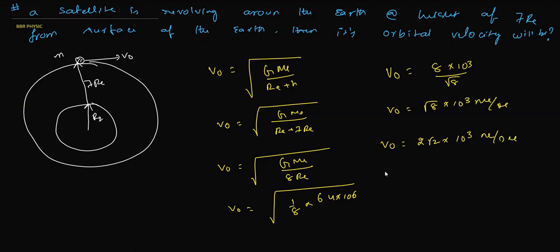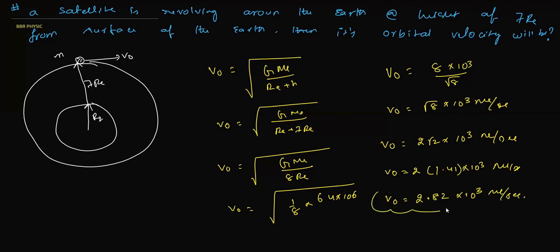For example, if the answer is in terms of decimals, now V0 equals 2 root 2. Root 2 value is 1.414 into 10 raised to 3 meters per second. Therefore, V0 equals 2.82 into 10 raised to 3 meters per second, which we can write in the answer. This is the answer for the given question.